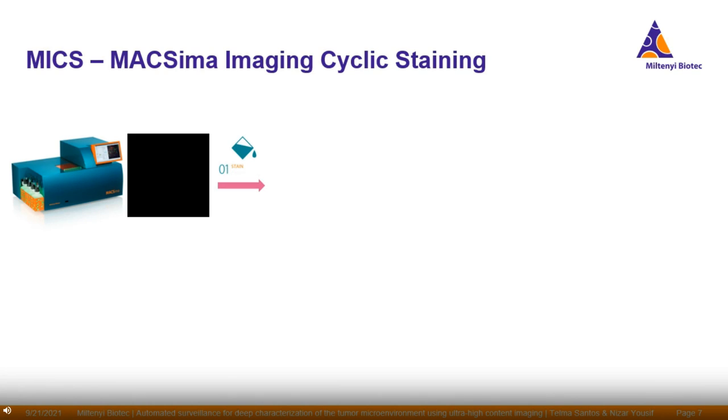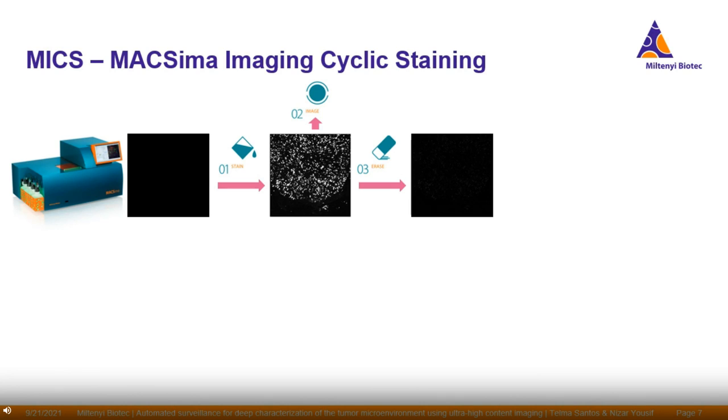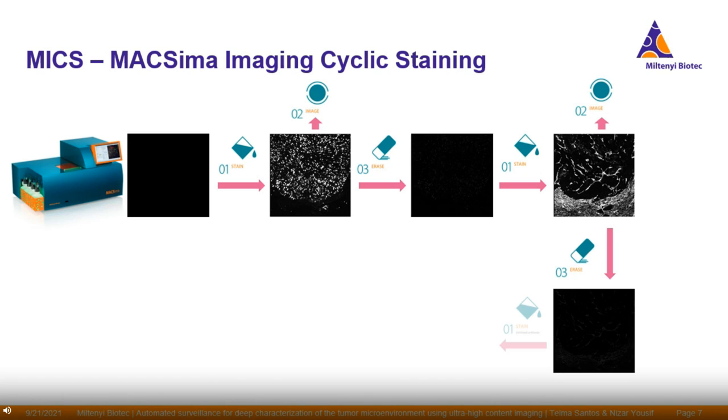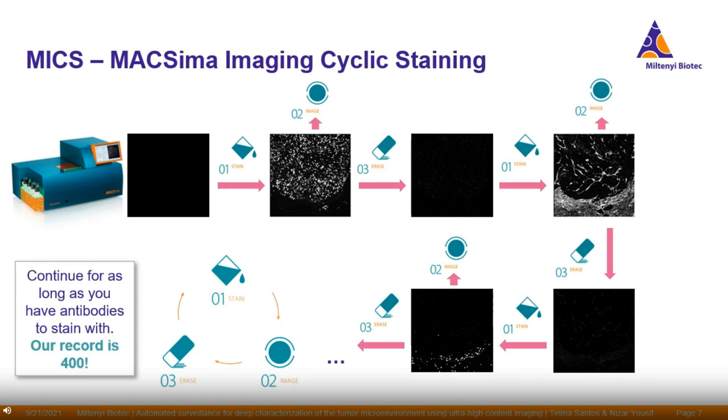And then the MACSima will pipette your antibody or antibody cocktail, take a picture, and then erase the signal. And therefore, after erasure, we can start all over again, just like at the first cycle. You stain it with another set of antibodies, you image it, you erase it, etc., and so on and so forth. And just that way, you can do it a very high amount of times.